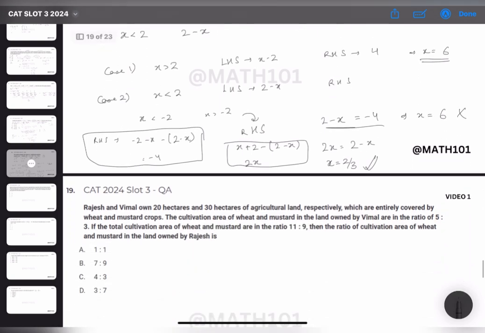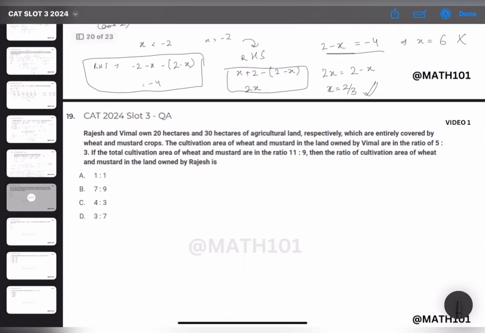Moving on to the next question. Rajesh owns 20 hectares of land, Vimal owns 30. Rajesh grows wheat on 5:3 ratio, so basically the fraction is 5 by 8 times 20, that is 12.5 hectares of land, and mustard on the remaining 7.5 hectares of land.